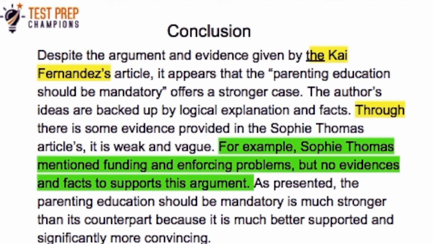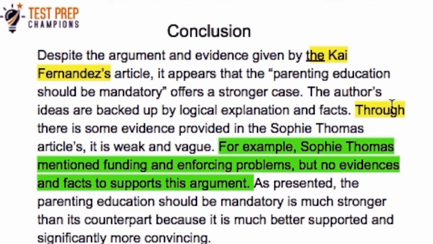So, we've got a little bit of grammatical issues here that I would want to point out, which I've highlighted. Despite the argument and evidence given by the Kai Fernandez's article, you probably just want to say, given by Kai Fernandez's article, all right, without the word the. And this word through, I think that the person meant to say, though there is some evidence instead of through. I know this because I read this whole essay, and I actually have a video where I break down this whole entire essay and nitpick it a little bit more.